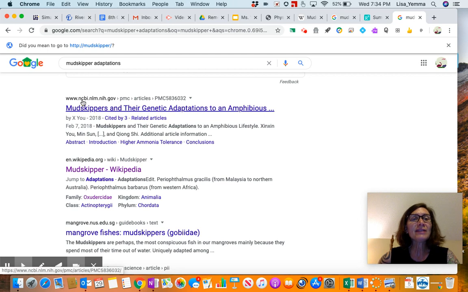And then I notice NCBI, NIH.gov. So this is the National Institutes of Health, which is kind of weird that they're doing something, but I wonder, so mudskippers and their genetic adaptations to amphibious life, this looks good, y'all. And it's a .gov, which makes me want to think it's a more reliable source than a .com.